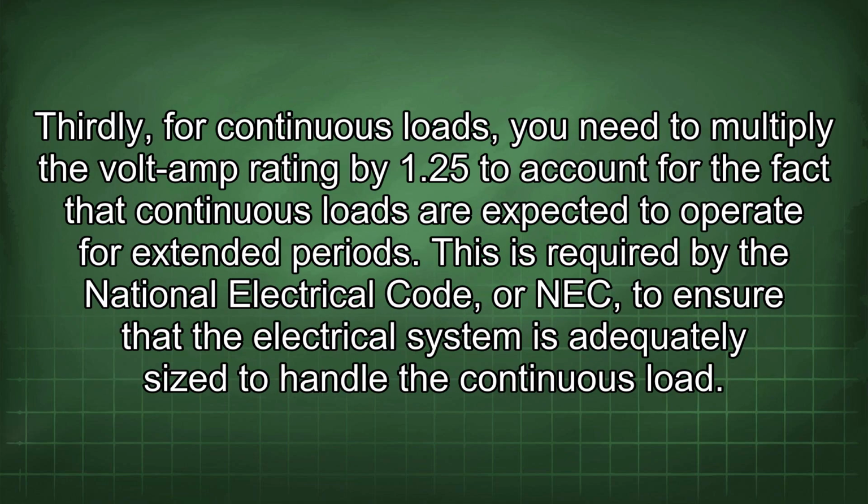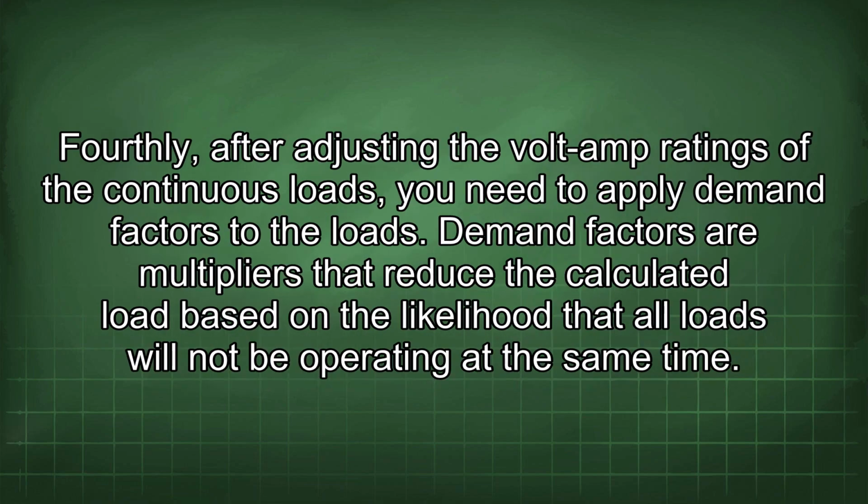Thirdly, for continuous loads, you need to multiply the volt-amp rating by 1.25 to account for the fact that continuous loads are expected to operate for extended periods. This is required by the National Electrical Code, or NEC, to ensure that the electrical system is adequately sized to handle the continuous load. Fourthly, after adjusting the volt-amp ratings of the continuous loads, you need to apply demand factors to the loads. Demand factors are multipliers that reduce the calculated load based on the likelihood that all loads will not be operating at the same time.